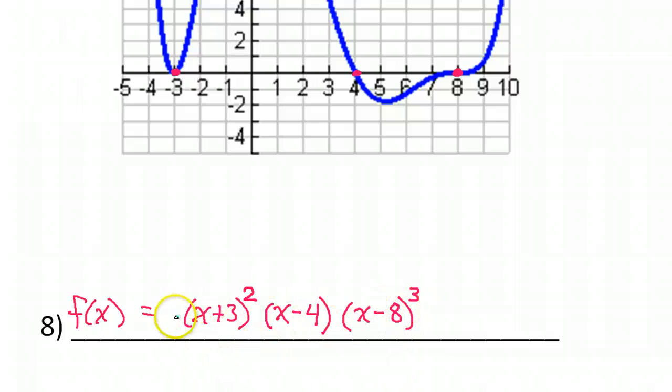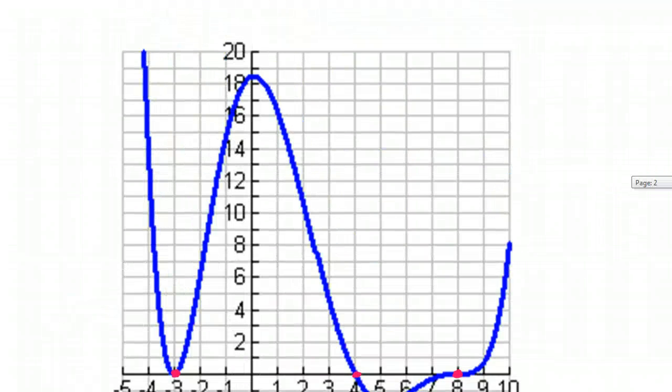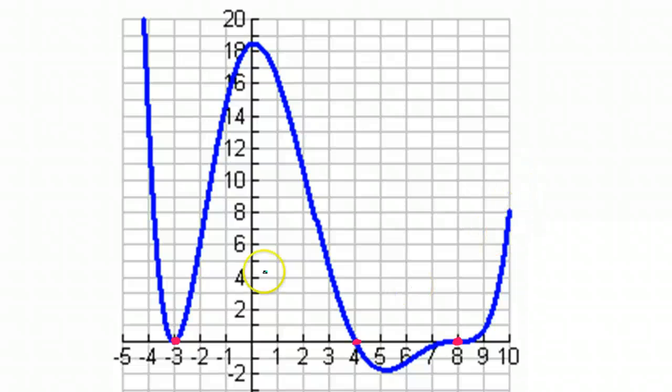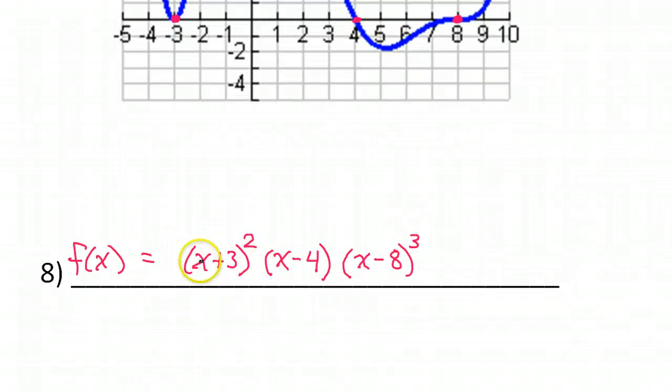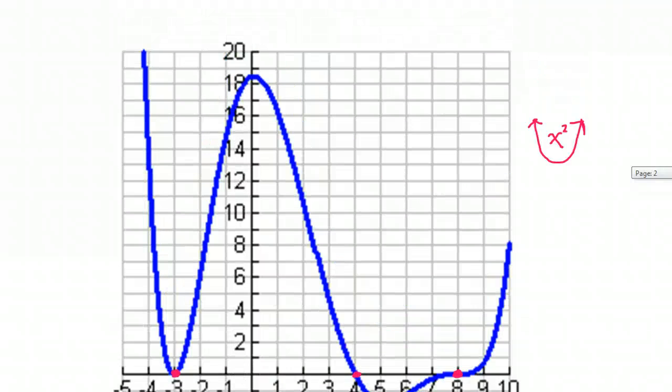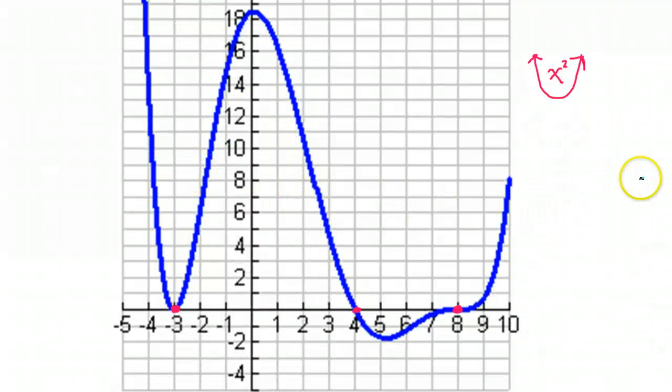Now we just have to worry about should there be a minus sign here in the front. Well, see how both ends are pointing up? That would be just like a positive parabola, alright? That would be the same end behavior as a positive even polynomial. So we'll leave it positive, and we're noticing that this must be an even degree polynomial.